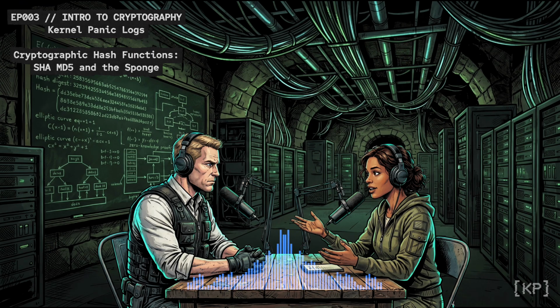Let me see if I can visualize this using the actual name. It's literally like a kitchen sponge. Sure. During the absorb phase, you're soaking up the water, the data, into the outer layers of the sponge. You squeeze and mix it internally to distribute everything. But what happens to the rest of those 1600 bits that weren't directly touched by the input message?